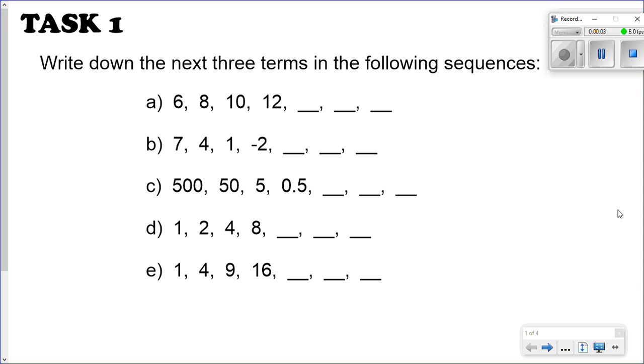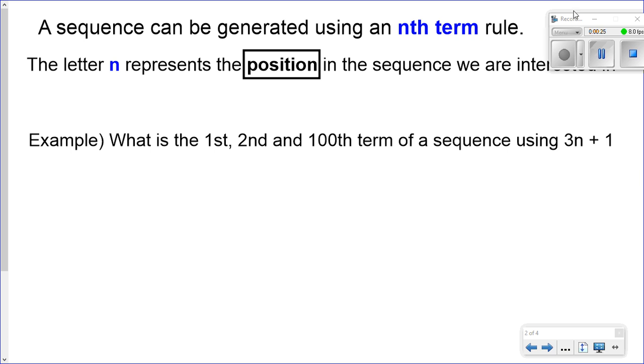Okay, the first thing I would like you to do is to pause the video and have a go at task number 1. Write down the next 3 terms in the following sequences. Okay, moving on.